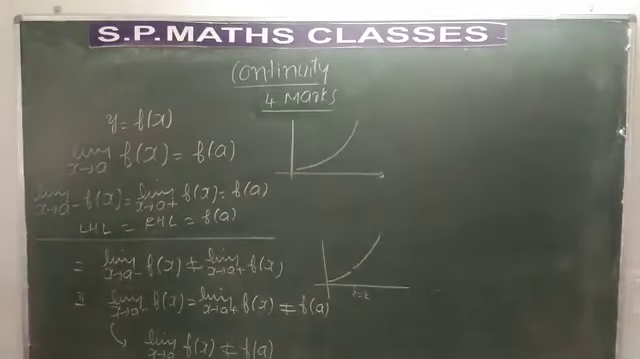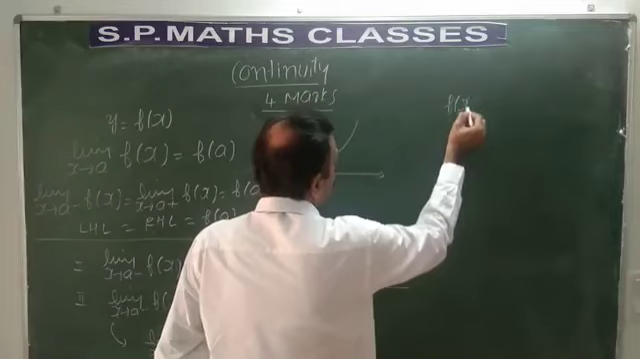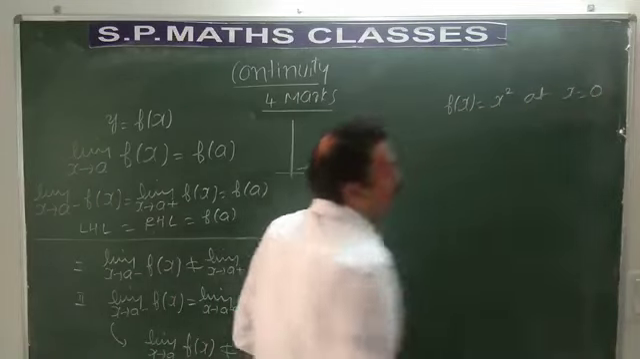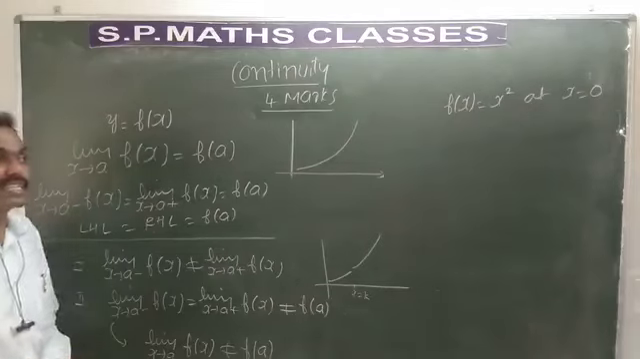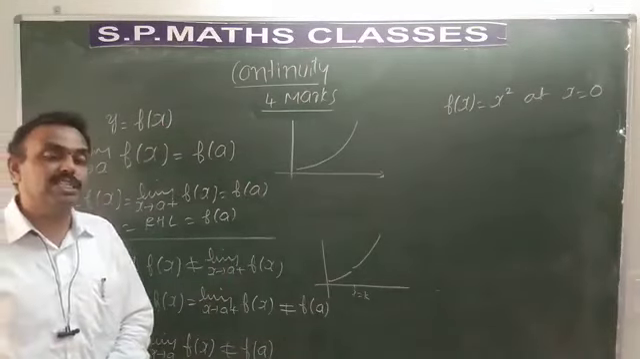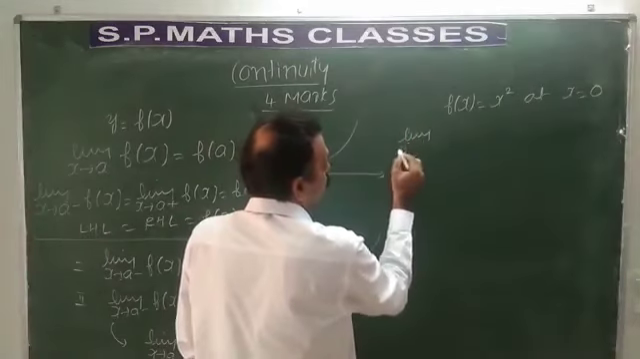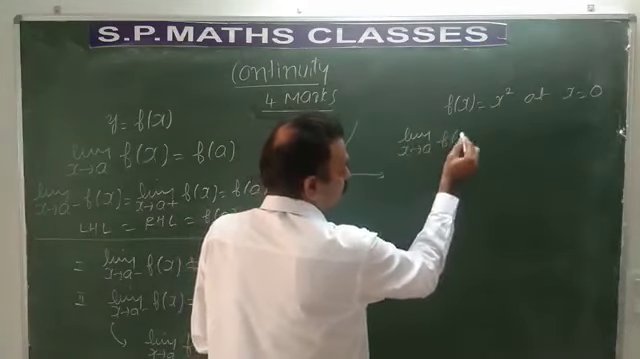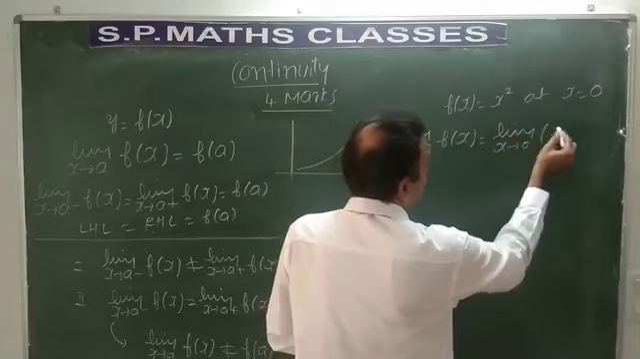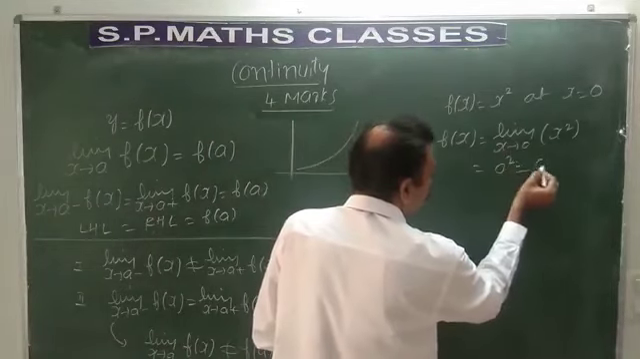Let us take an example. Let us consider the function f of x is equal to x squared at x is equal to 0. You are asked to test or examine the continuity of the function f of x is equal to x squared at x is equal to 0. Let us see. Let us take the limit as x tends to 0 of f of x. What happens? F of x is nothing but x squared. Okay? Substitute the limit, 0 squared is equal to 0.